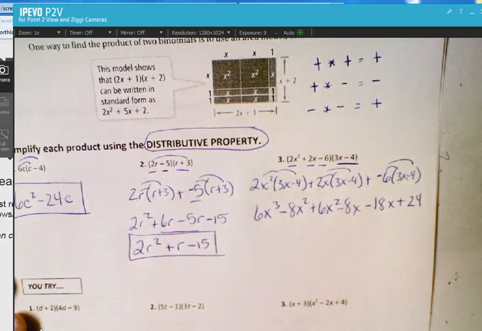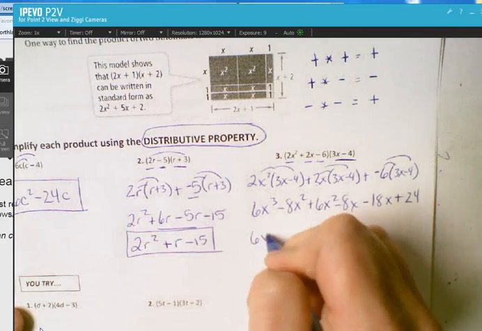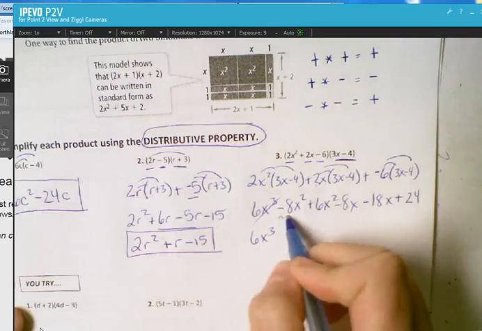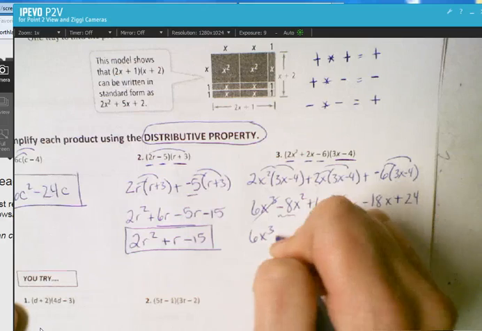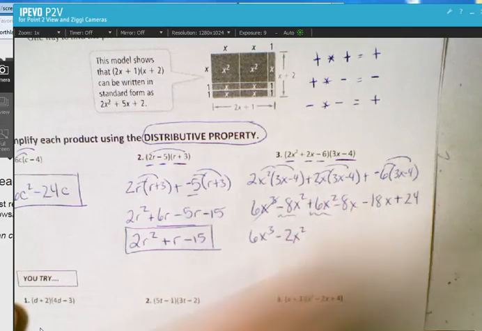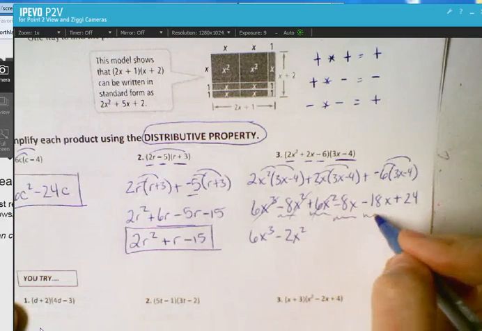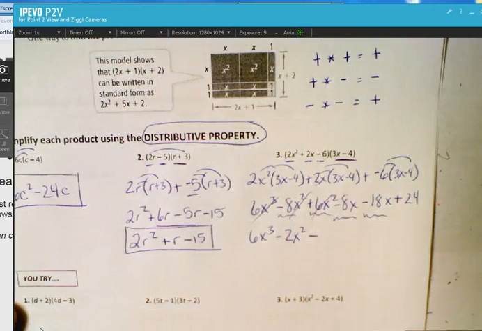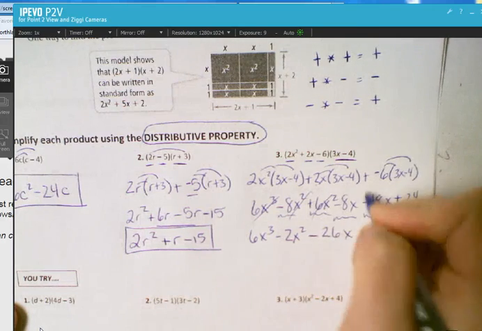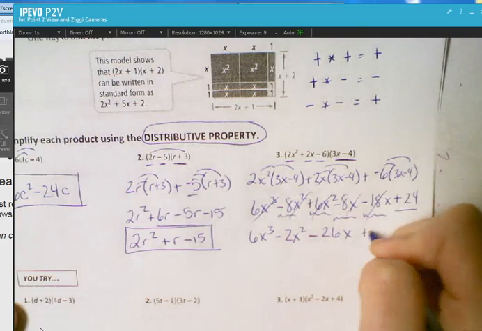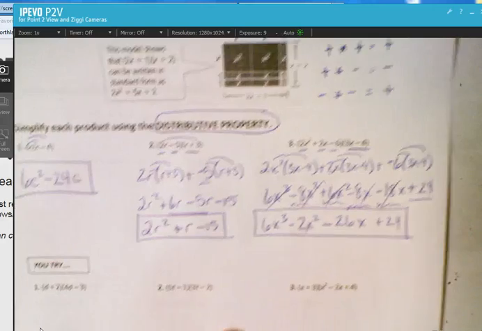Again, you should always look to see if you're in standard form and combine like terms where you can. So 6x to the third, there's no more of those, so that's done. Then we have an x squared and an x squared. Negative 8 and a positive 6, so I get negative 2x squared. I have a negative 8x and a negative 18x. Both are negative, so I keep the negative and I add the terms, and I get negative 26x. And all I have left is plus 24. So it's just your PEMDAS rules, easy peasy.